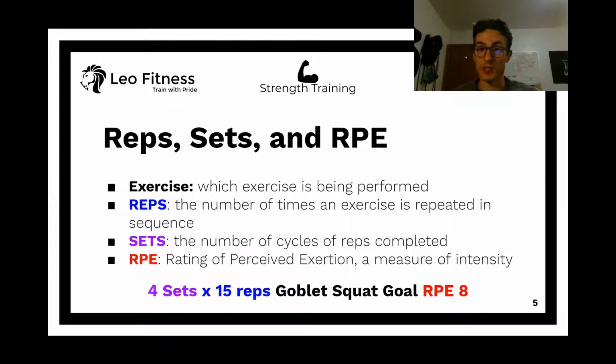An RPE, a rating of perceived exertion, of 8 means that, yeah, you're working pretty hard, but you know you could probably do somewhere between 2 and 4 more repetitions. That's a good place to start.